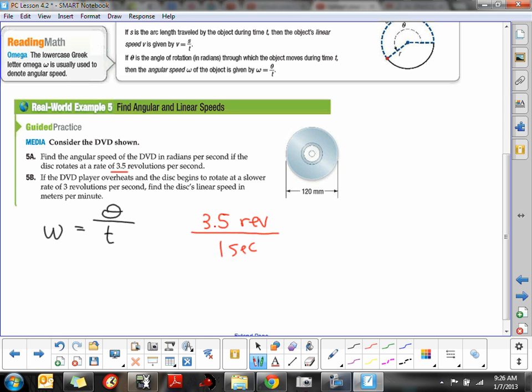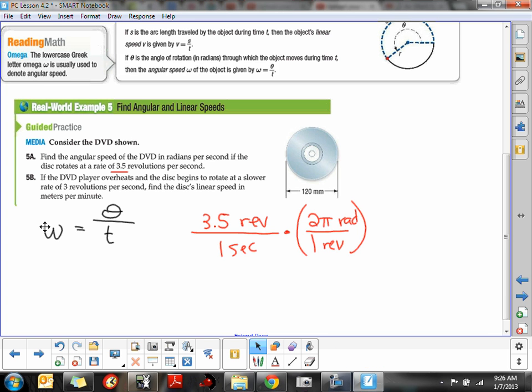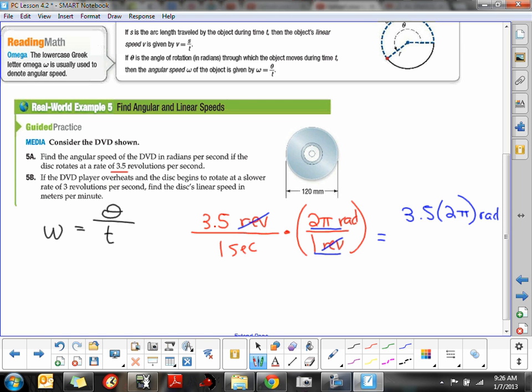We don't want revolutions, we want it in radians. So to convert, what we're going to do is a unit conversion. In 1 revolution, there are 2 pi radians. So every time we rotate around the circle once, 1 revolution is 2 pi radians, and we're going to get rid of our revolutions, and we're going to be back into just radians per second, which means we have 3.5 times 2 pi radians, over 1 second, which is going to be 7 pi radians per second.